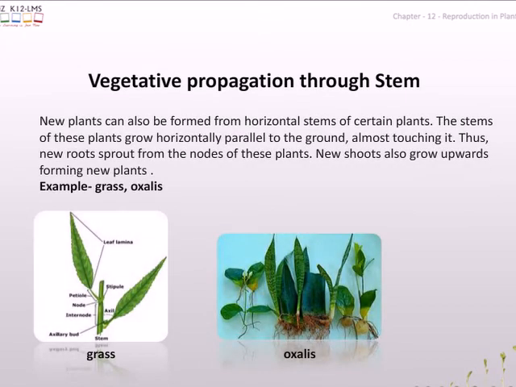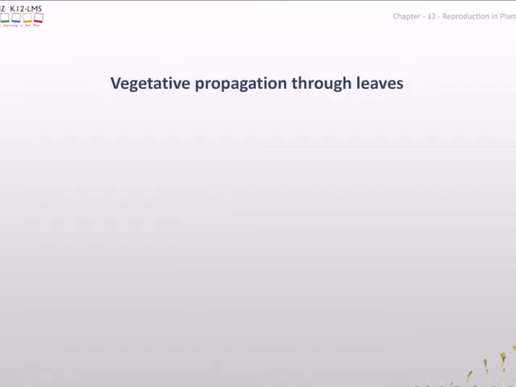New plants can also be formed from horizontal stems of certain plants. The stems of these plants grow horizontally, parallel to the ground, almost touching it. Thus, new roots sprout from the nodes of these plants. New shoots also grow upward, forming new plants. Example, grass or oxalis.